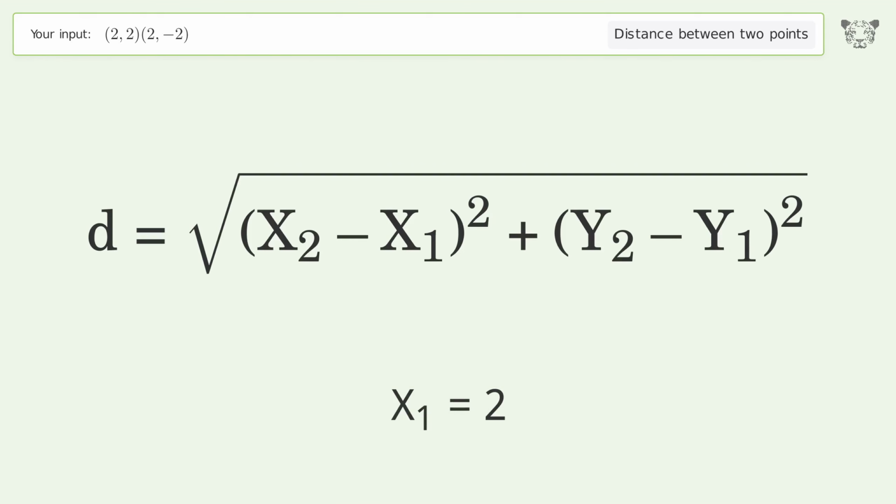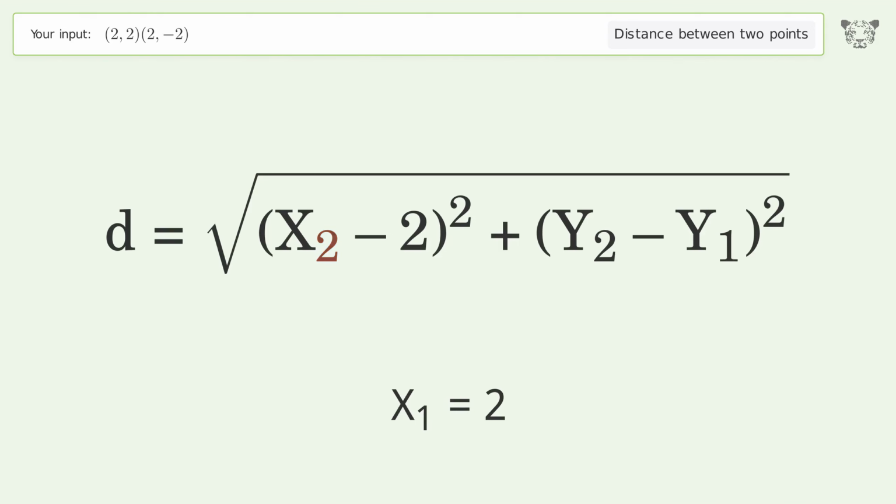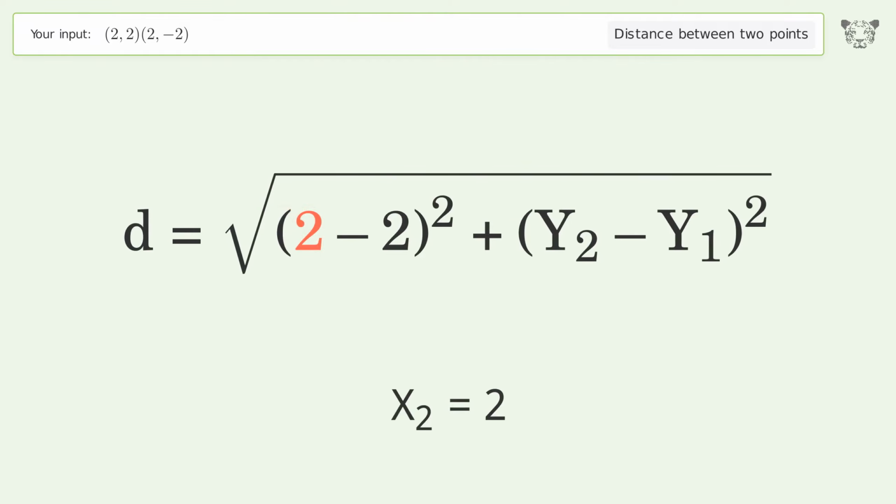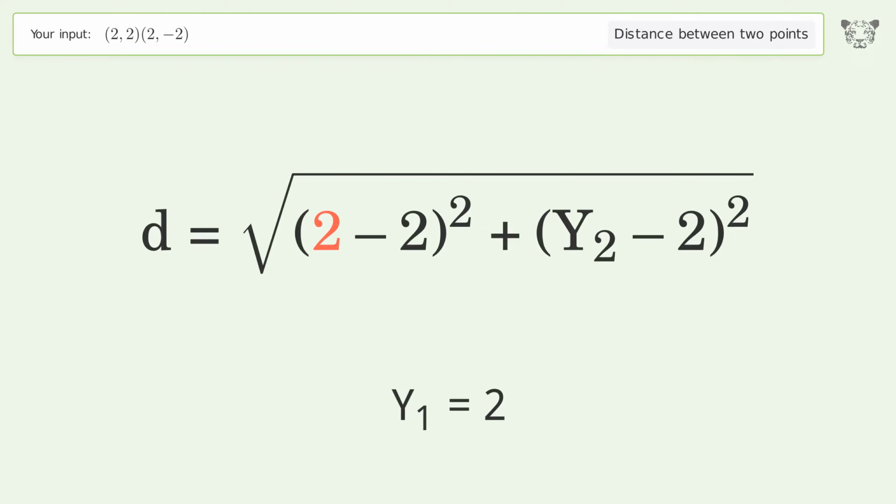x1 equals 2. x2 equals 2. y1 equals 2. y2 equals -2.